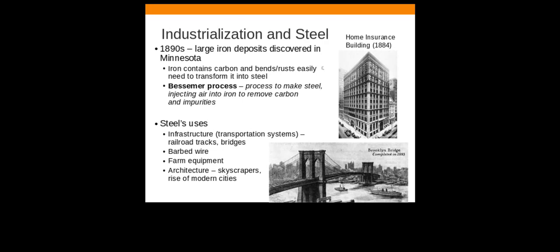Now, steel, how do we use steel, or why is it so important that we have it? We can use it for all kinds of things. Infrastructure. We have railroad tracks, bridges, buildings. The first skyscrapers are being built about this time. The Brooklyn Bridge, built in the late 1800s, this huge bridge. Barbed wire, which we talked about last time. Seems like such a simple thing, but it had a huge impact on the West and people who lived there. Farm equipment. And then using it in architecture. This rise of the modern city, all because of the Bessemer process.